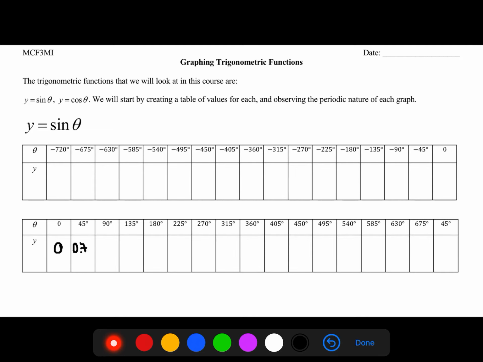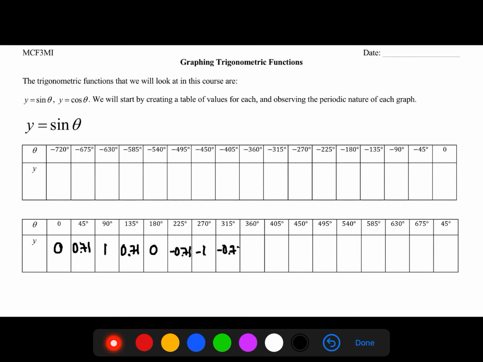So rounding to 2 decimal places, sine 45 is 0.71, sine 90 is 1. And as we go into our obtuse angles, we notice that sine 135 is 0.71, sine 180 is 0. And if we put in now our bigger angles, we notice that we get a negative value for our sine ratio, and that's okay. We should be getting this.